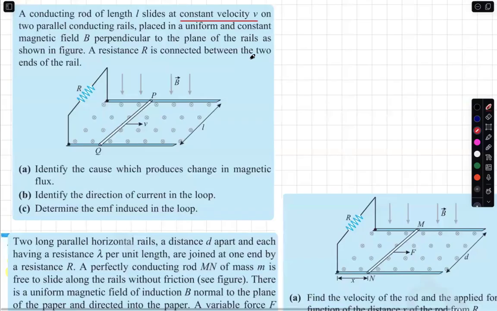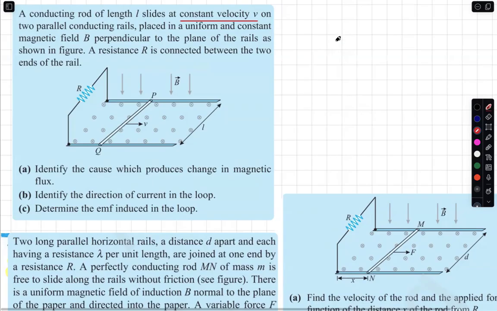Identify the cause which produces change in magnetic flux. Obviously, the motion of the rod PQ is responsible, undoubtedly. There is no other option, right? Now tell me, I have given you clear indication. Inward field, use Fleming's right hand rule. Inward field, thumb is rightwards and central finger is upwards.